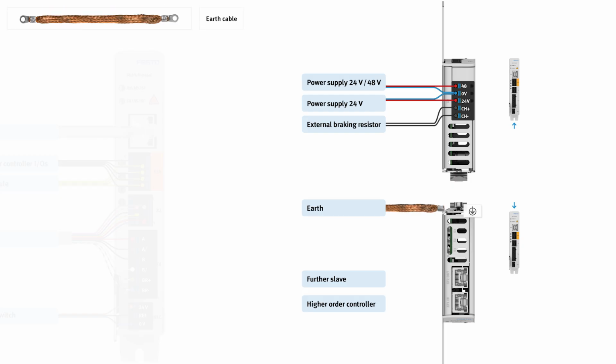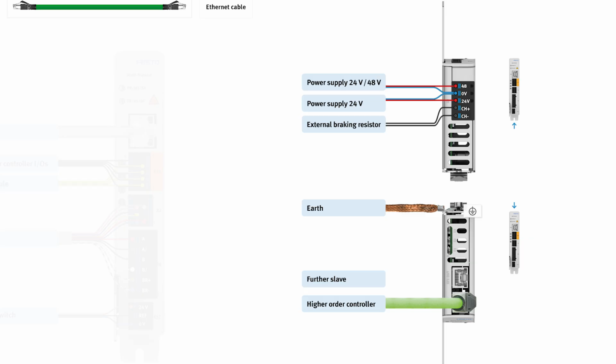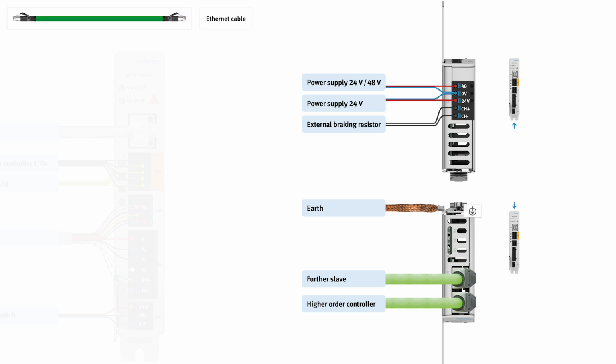Earth to CMMT-ST via earth cable. Higher order controller to CMMT-ST-XF1 and port via Ethernet cable. CMMT-ST-XF2 out port to further slave via Ethernet cable. Note: use this connection only when further slaves are integrated into the field bus network.